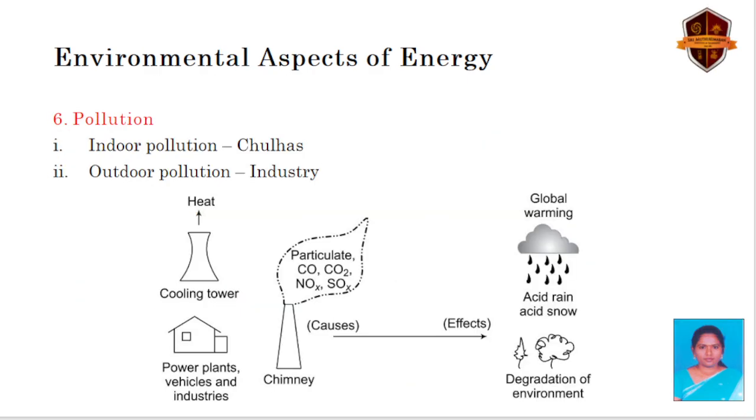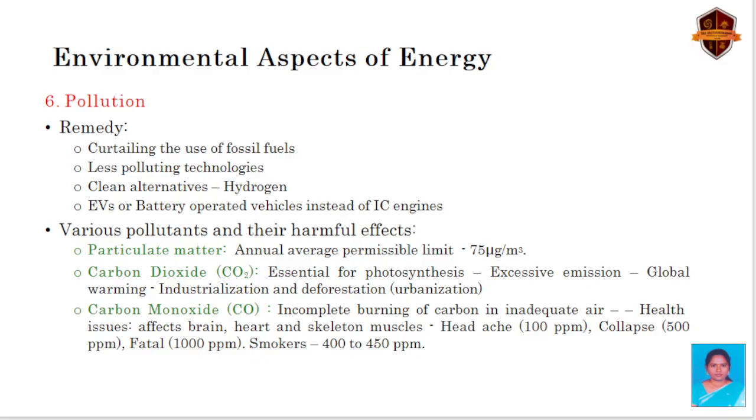Pollution can be indoor or outdoor. Indoor pollution is caused by traditional cooking methods, while outdoor pollution is caused by industries and vehicles. These are the indoor and outdoor pollutions. It is caused by global warming, acid rain, and acid snow, and the degradation of environment. Pollution directly affects quality of life. Identifying its sources helps in developing effective control measures and policies.